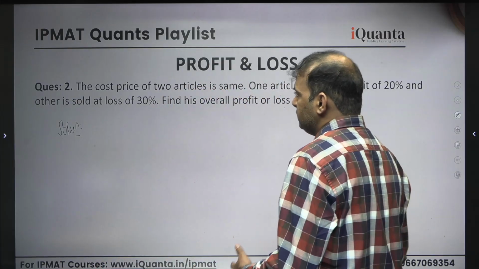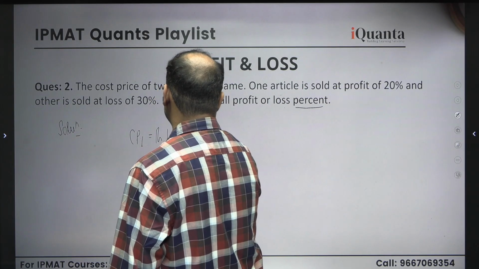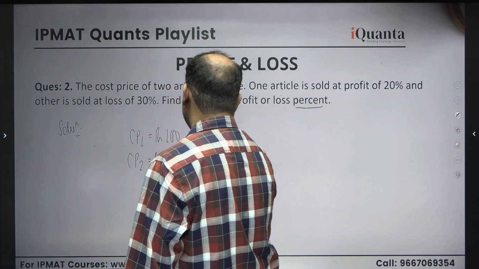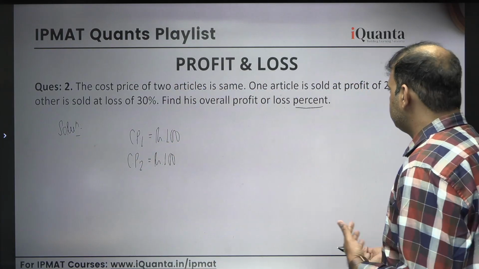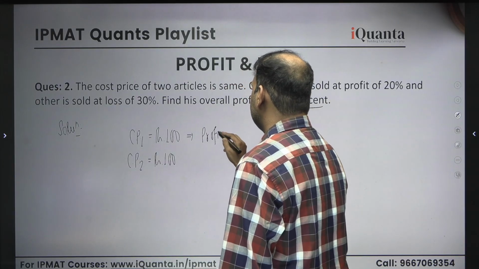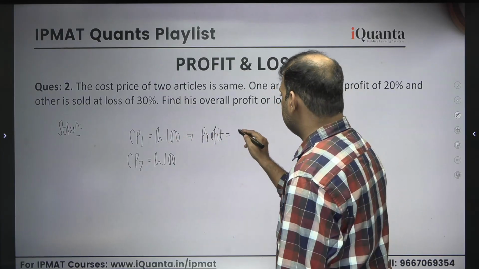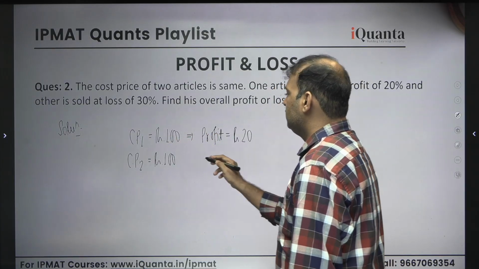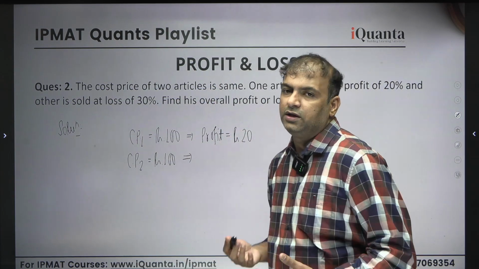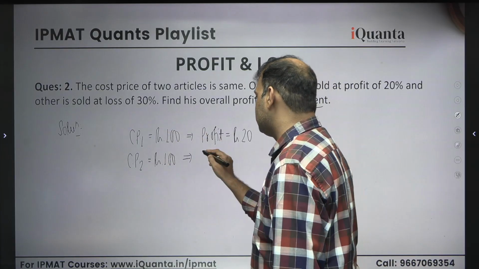Okay, first we are going to assume the cost price of both the articles is rupees 100. Cost price of the first article, let's say, is 100. Of the second article also, let us say, is rupees 100. Now we are given that one is sold at a profit of 20%, right? So guys, in this case, what should be the amount of the profit? We can say the amount of profit is 20% of the cost price, right? 20% of 100 rupees, which we can also say as rupees 20. All right. And in the other case, we are given a loss of 30%, and loss is also calculated with respect to the cost price. We know that. So 30% of 100 rupees is rupees 30.